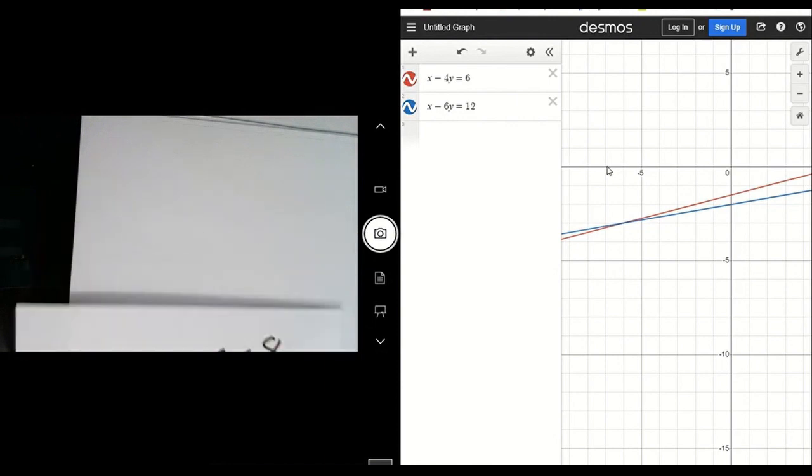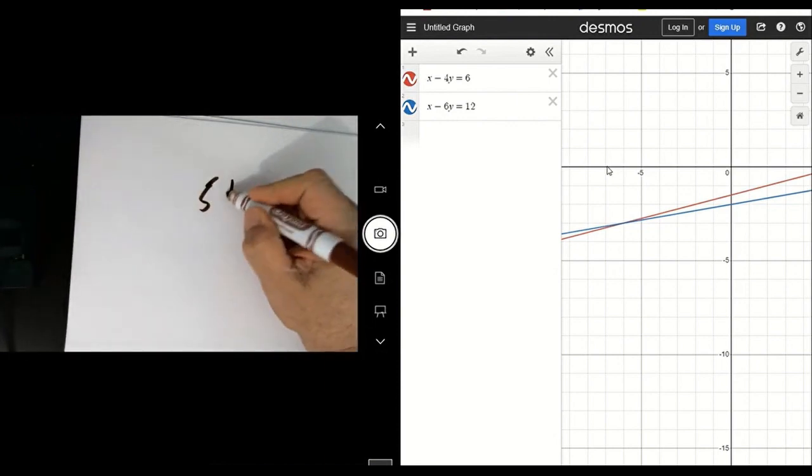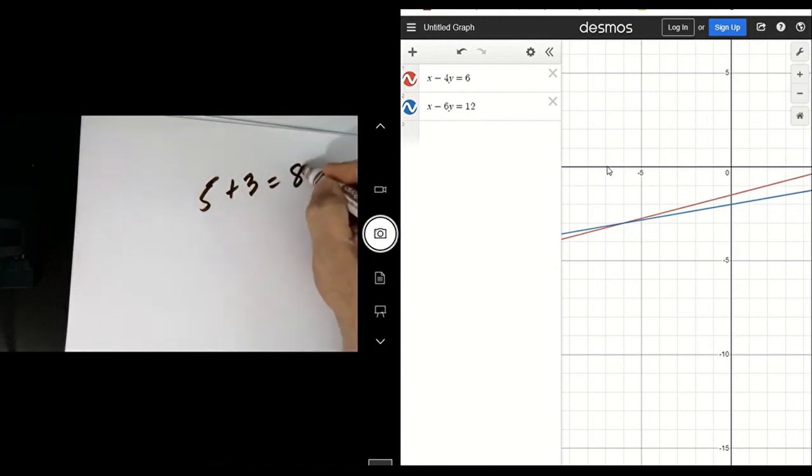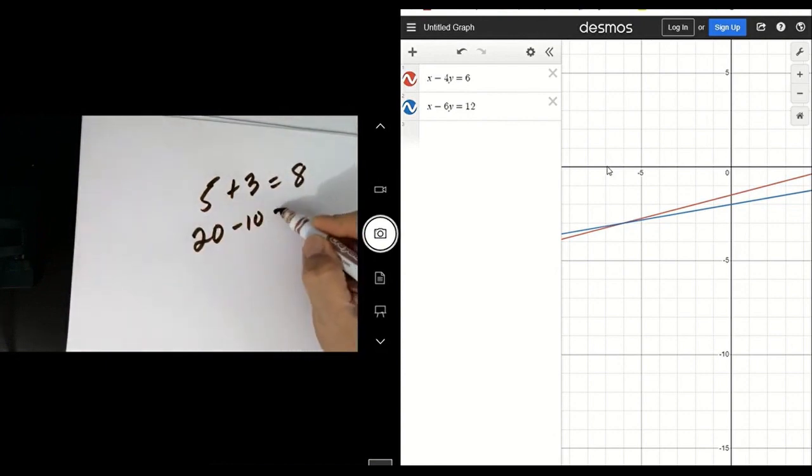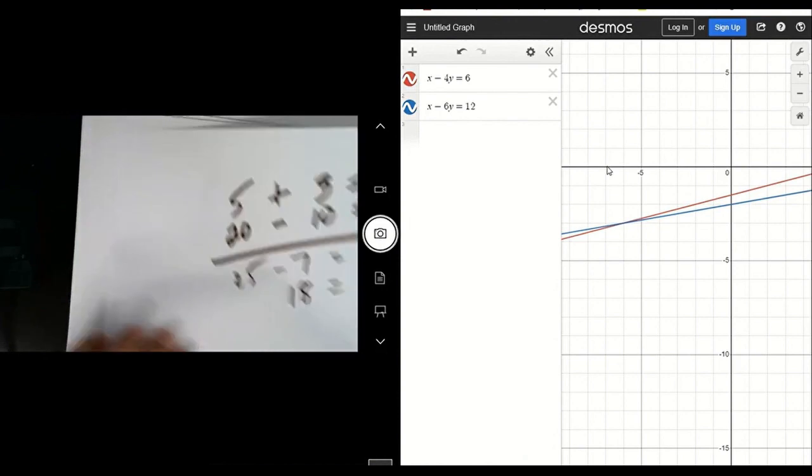I'm going to take the same problem we just did. 5 plus 3 equals 8. 20 minus 10 equals 10. I hate to pat myself on the back here, hurt my shoulder, but I've never seen an algebra teacher explain it this way, okay? So let's just look at this again, okay?